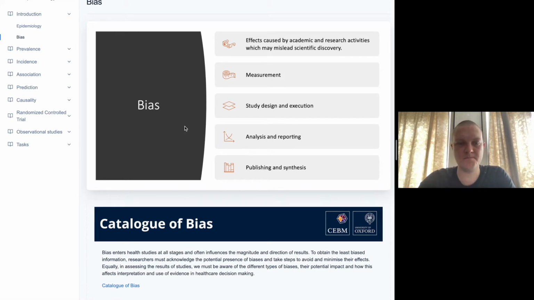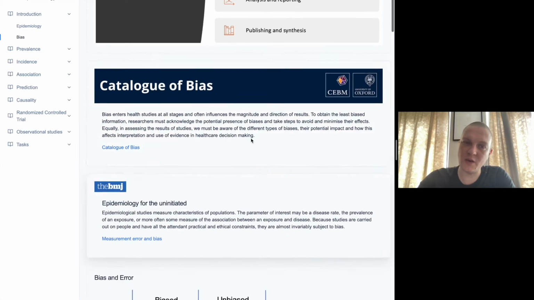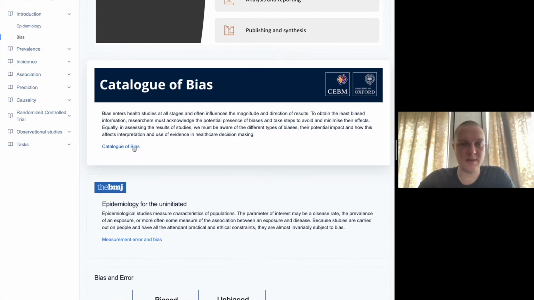So bias is really something that we should think about all the time as we engage in the scientific process. There's a website known as the Catalog of Bias. It's linked here. It's a great website. It contains a list of different types of biases, and you can click on them and read more about the type of bias and get some references and more information on them.